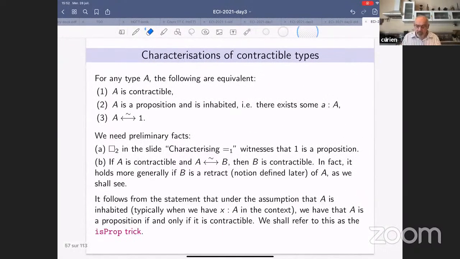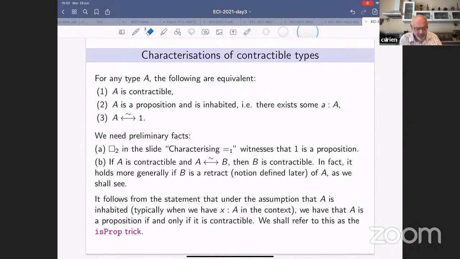So, the first thing I want to do seriously is to connect rigorously, mathematically, the notion of contractible and the notion of proposition. So we have this nice theorem, which says that the three following characterizations are equivalent. First one, a proof that A is contractible. Second, to have both a proof that A is inhabited and a proof that A is a proposition. And finally, a proof that A is equivalent to 1.